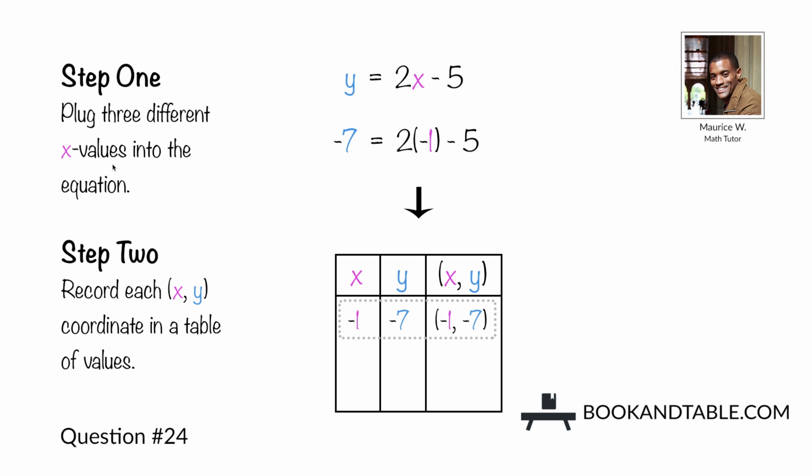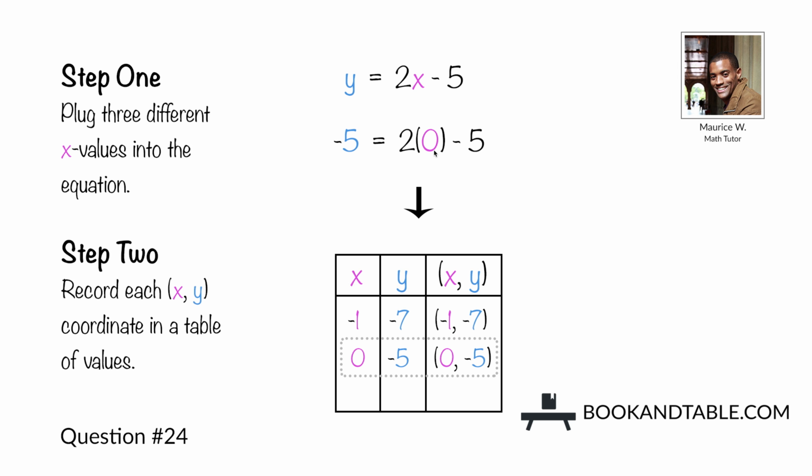So for the 3 x values, we will again plug in -1, 0, and 1 so that we can sketch the line close to where the axes cross. So when x is -1, we get 2 times -1, which is -2. -2 minus 5 is equal to -7. So our first point is -1, -7.